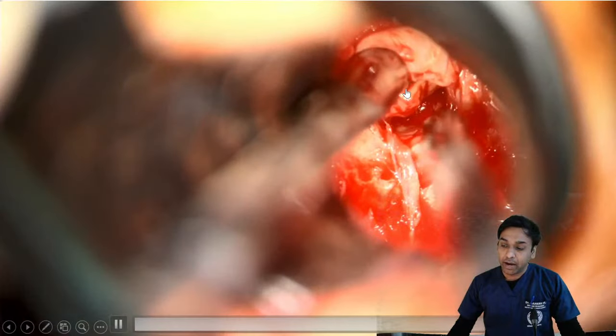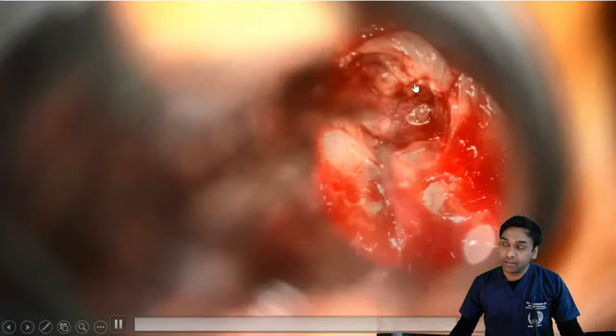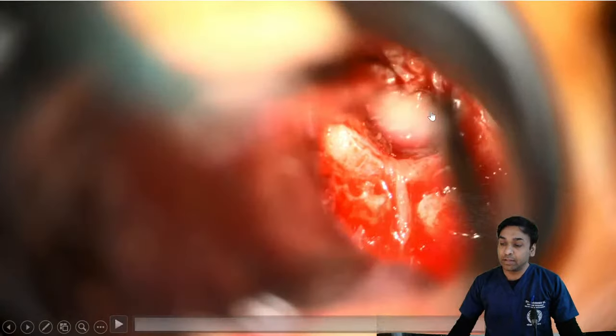And considering this, we proceeded to go with a frozen section biopsy, and the frozen also revealed the same thing, an inflammatory lesion. And with this in mind, we just took a biopsy and concluded the case, and the patient was referred back to endocrine.